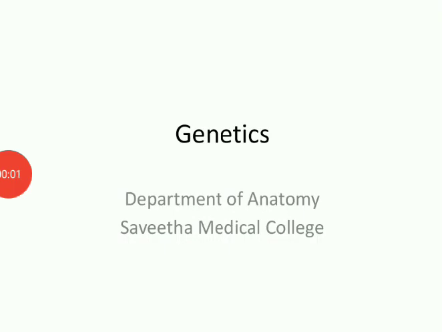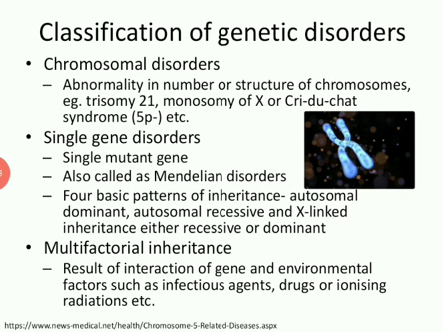Good morning. Today we are going to learn about genetics. So, genetic disorders can be classified into three categories: chromosomal disorders, single gene disorders, and multifactorial inheritance. Chromosomal disorders, as the name implies, are caused due to abnormality in the number of chromosomes or structure of chromosomes. Examples: trisomy 21, monosomy X, Cri-du-chat syndrome.